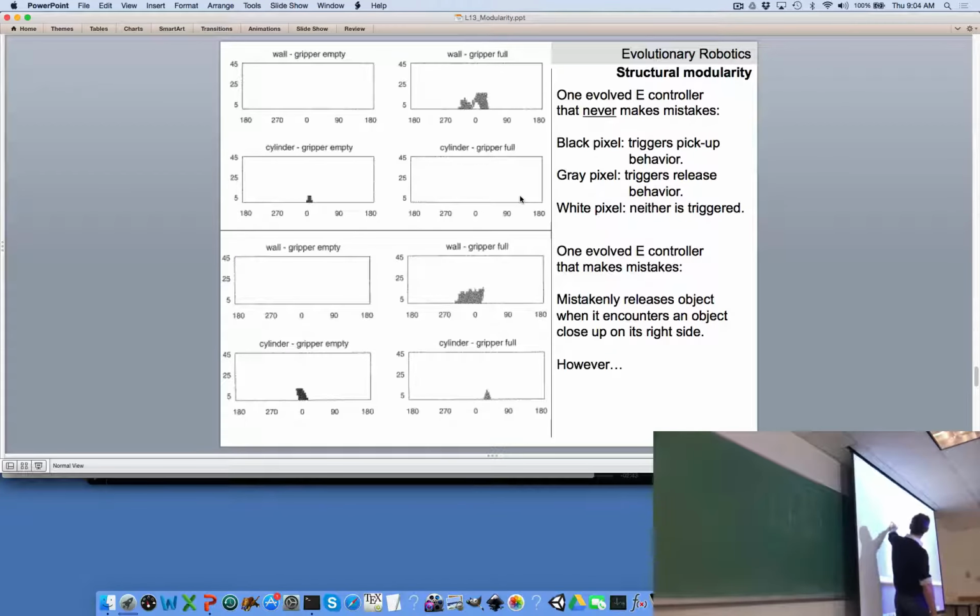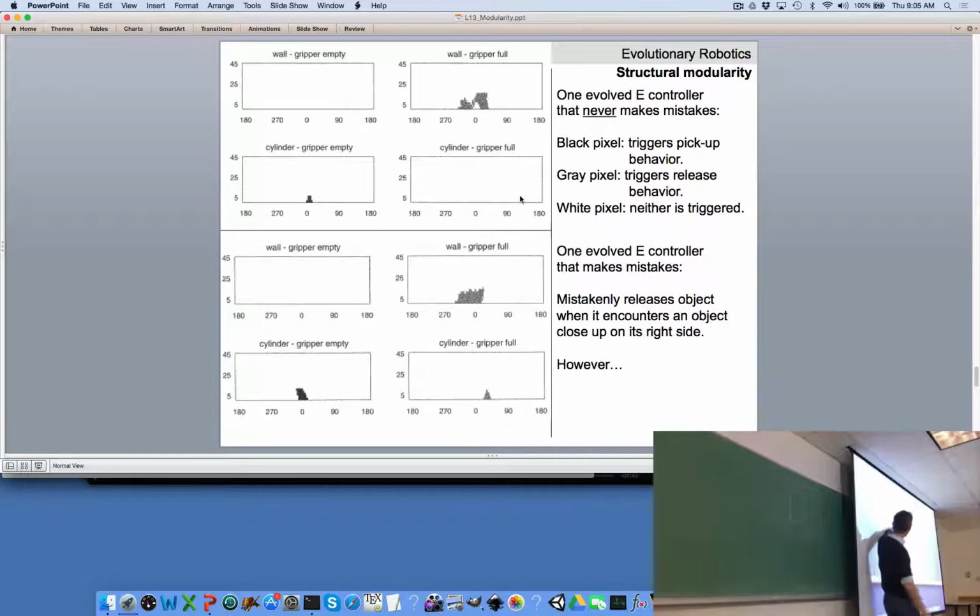So 0, 0 down here means the robot was 0 units away from the wall, so it was right next to the wall. And an angle of 0 means it was facing the wall right on. This would probably be 180 to the left, 180 to the right. Okay. And then we have the 4 situations here, which is how close or how far it is from the wall, and in this case, how close or how far it is from the cylinder. And then a white pixel means neither pickup nor release was triggered. Gray is trigger release behavior, and black is trigger pickup behavior.